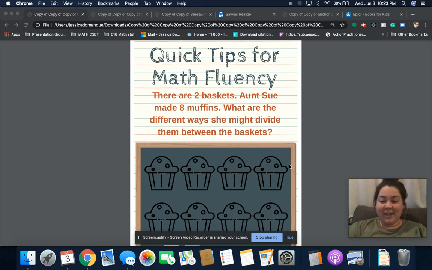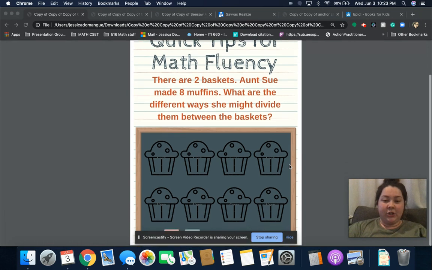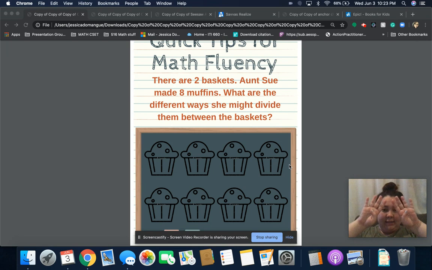Okay, scholars, so today we're going to start with our question of the day. There are 2 baskets. Aunt Sue made 8 muffins. What are the different ways she might divide them between the baskets?